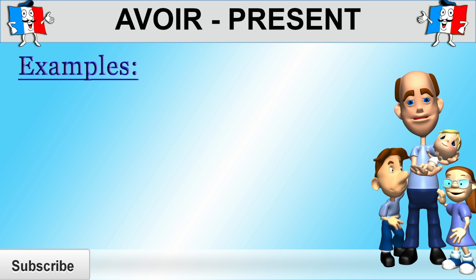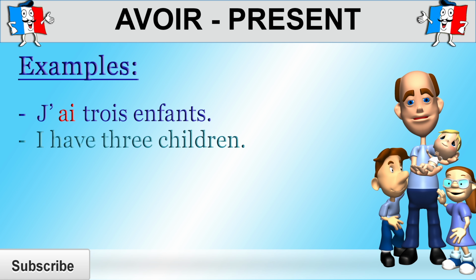Now, in light of what you've just learned, how would you say I have 3 children in French? You would say j'ai 3 enfants. J'ai 3 enfants. I have 3 children. And notice again that we're making the liaison between 3 and enfant because enfant starts with a vowel.